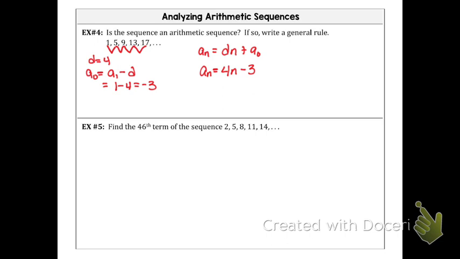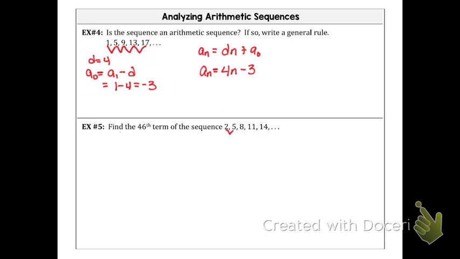Then example 5 says to find the 46th term of that sequence. Well, if I can do like I did on the previous one and come up with a general rule, then all I have to do is plug in 46 for n, and we'll find our 46th term. So let's do the same thing we did in the one above. So we're going to find our rule.